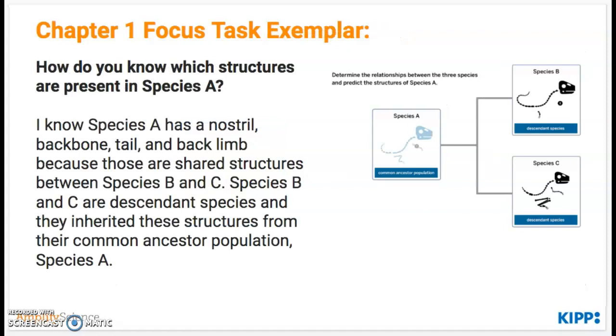After selecting the appropriate body structures, students are then asked to explain the question, how do you know which structures are present in species A? They should have noted that species A has a nostril, backbone, tail, and a back limb because those are shared structures between species B and C. B and C would be descendant species, and they inherited these structures from their common ancestor population, species A.